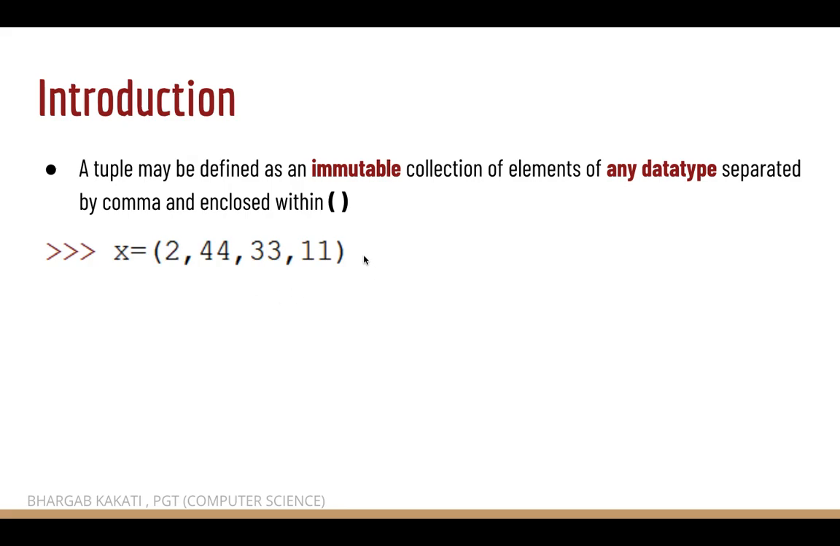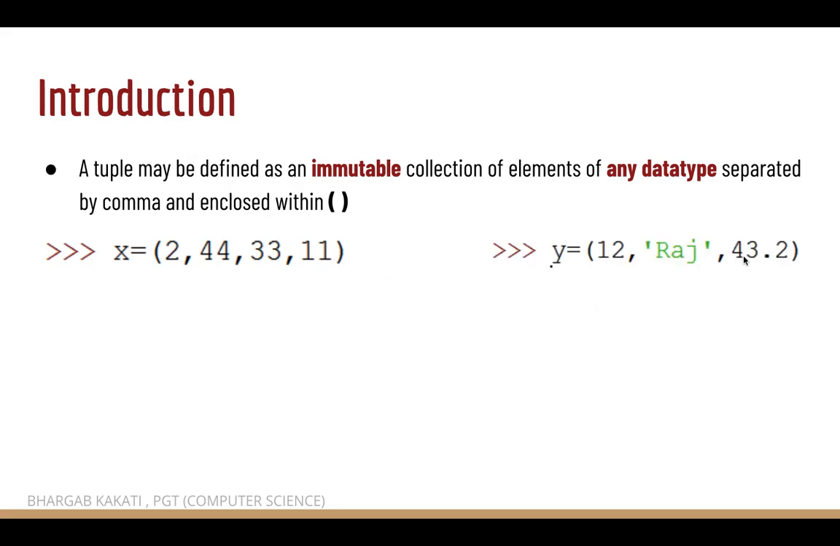So let us see how to create a tuple. We can create a tuple in this manner. Let's say x equals 2, 44, 33 and 11. This is a tuple. How can we identify that this is a tuple? Because it is enclosed within the first bracket and the elements, as you can see here, are separated by comma.